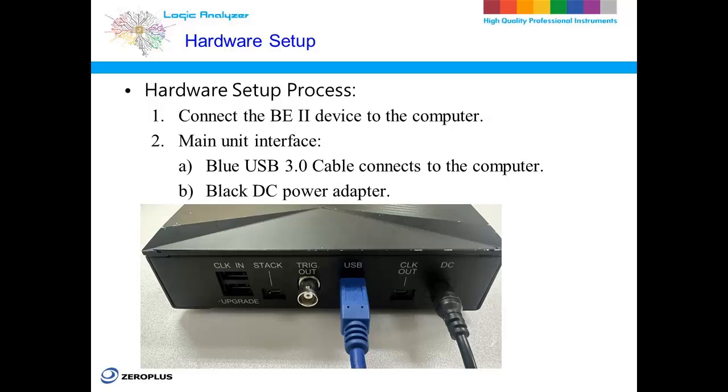Use the included black DC power supply to connect the power cable to the power socket on the back of the B2 main unit. This power supply provides stable power to the B2, ensuring that the device operates reliably even during long periods of use. After completing these hardware connection steps, please double-check each connection point to make sure everything is securely in place. This will ensure that the B2 device is properly connected to the computer and ready for use.